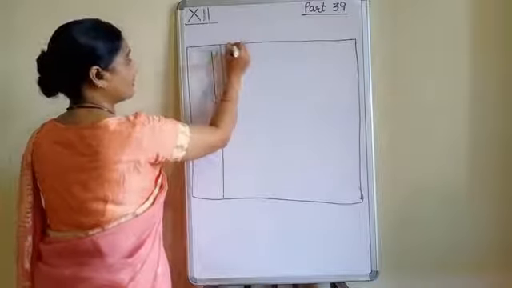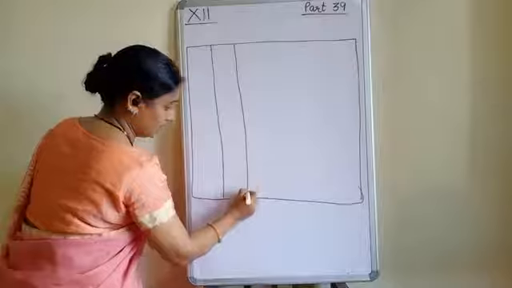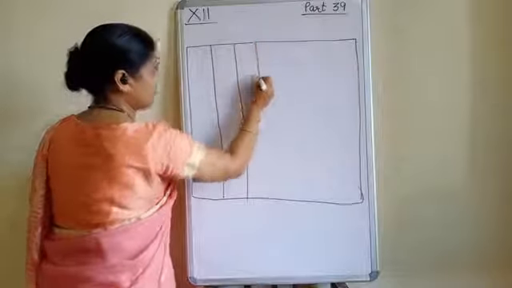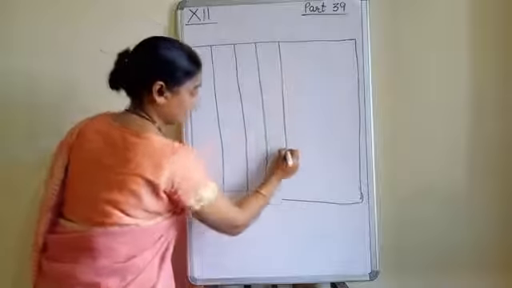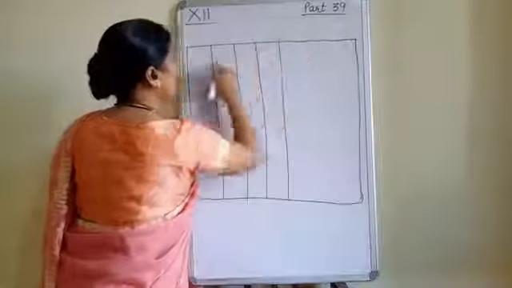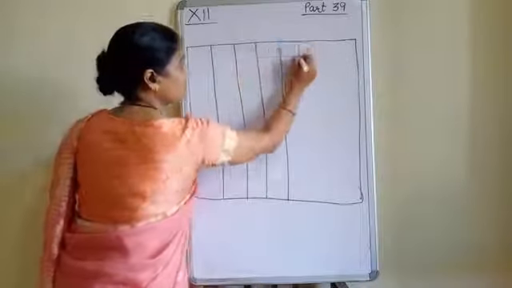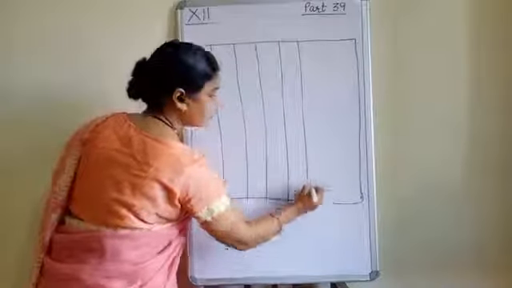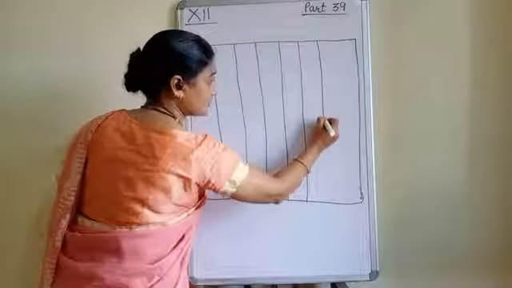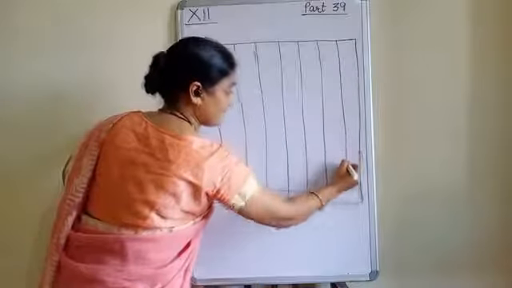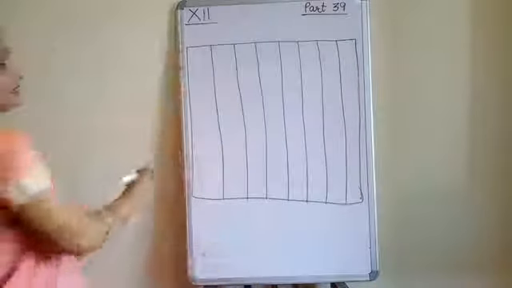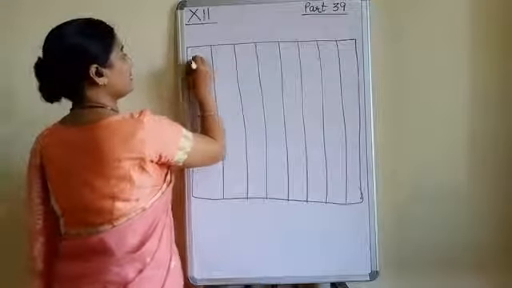So 1, now 2, 3, 4, see 5, 6, 7 and 8. Okay, same here.